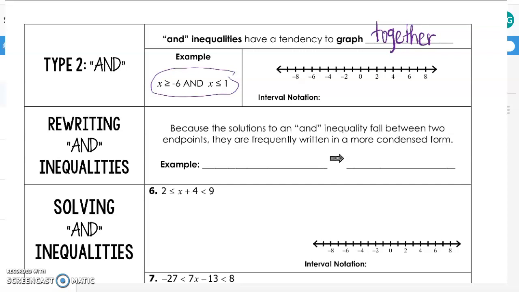For x is greater than or equal to -6, we would have a closed circle at -6 and we would shade to the right. Normally I would shade all the way over, but I want to show you what happens here. For x is less than or equal to 1, we would have a closed circle at 1 and then we would shade to the left. So what happens is you are shading in between your two circles.